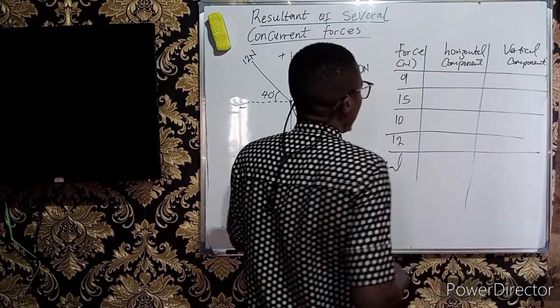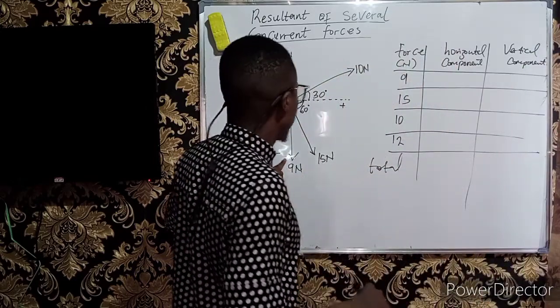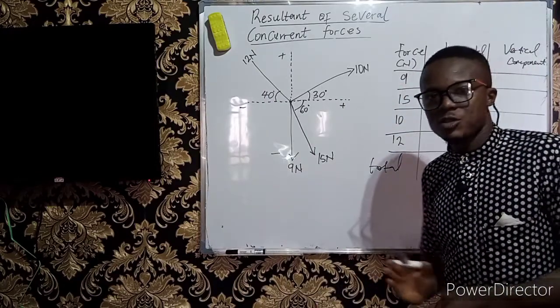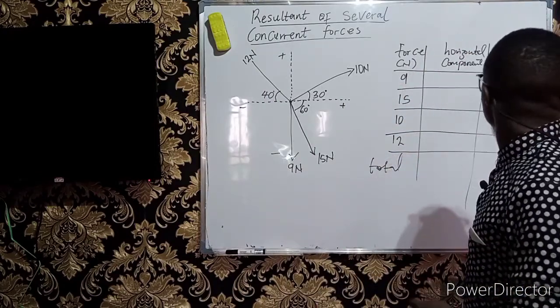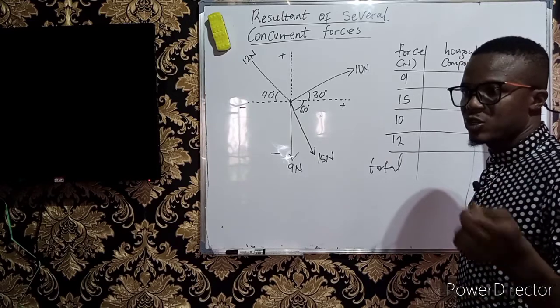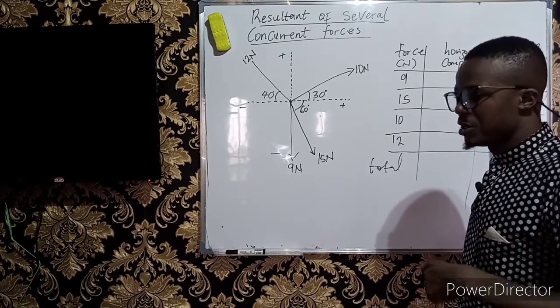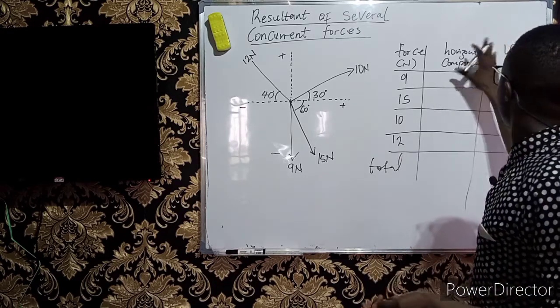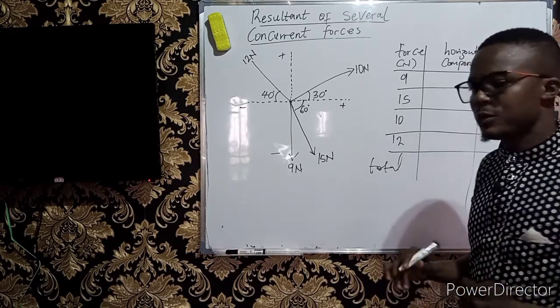Okay, now from here, the force of 9 Newton for the horizontal component. Remember, horizontal component deals with the cosine, while vertical component deals with the sine. I've discussed this in my previous video. You can check the link in the description to understand what I mean by the horizontal and vertical components properly.